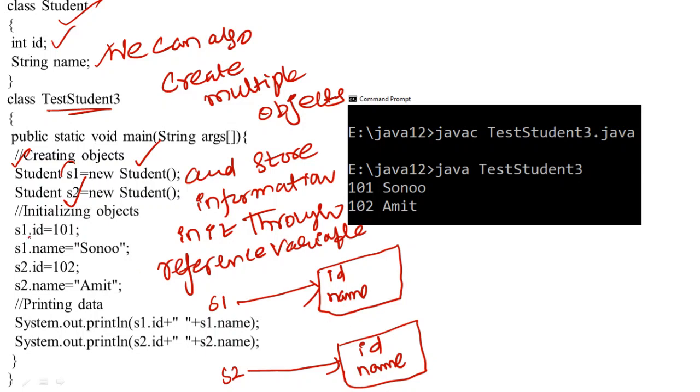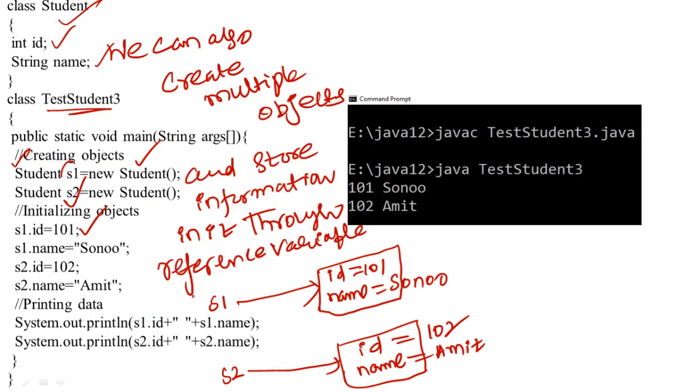How can I do it? Just see, s1.id equal to 101. What is s1.id? This is 101. What is s1.name? That is some string. s2.id, what is s2.id? This is 102. And s2.name, that is Amit. Now I am printing.